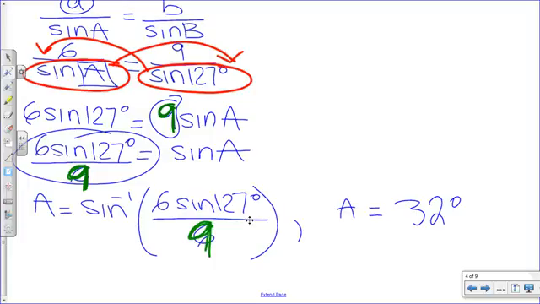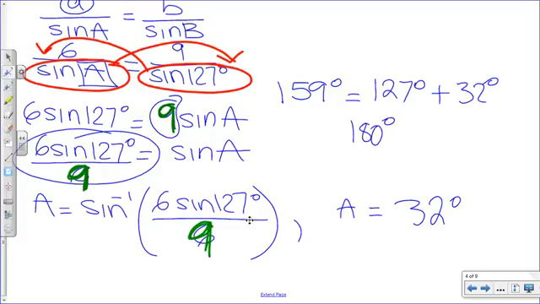Okay, so now we know two of the angles. We know one of them is 127, and the other one is 32. So if I add those two, what would I get? 159. Okay, so now to find the third angle, you could find it by subtracting 159 from 180, and so that will give you what? 21. All right, and so that will be our third angle, which happens to be angle C, 21 degrees. All right, so we have finished that one.